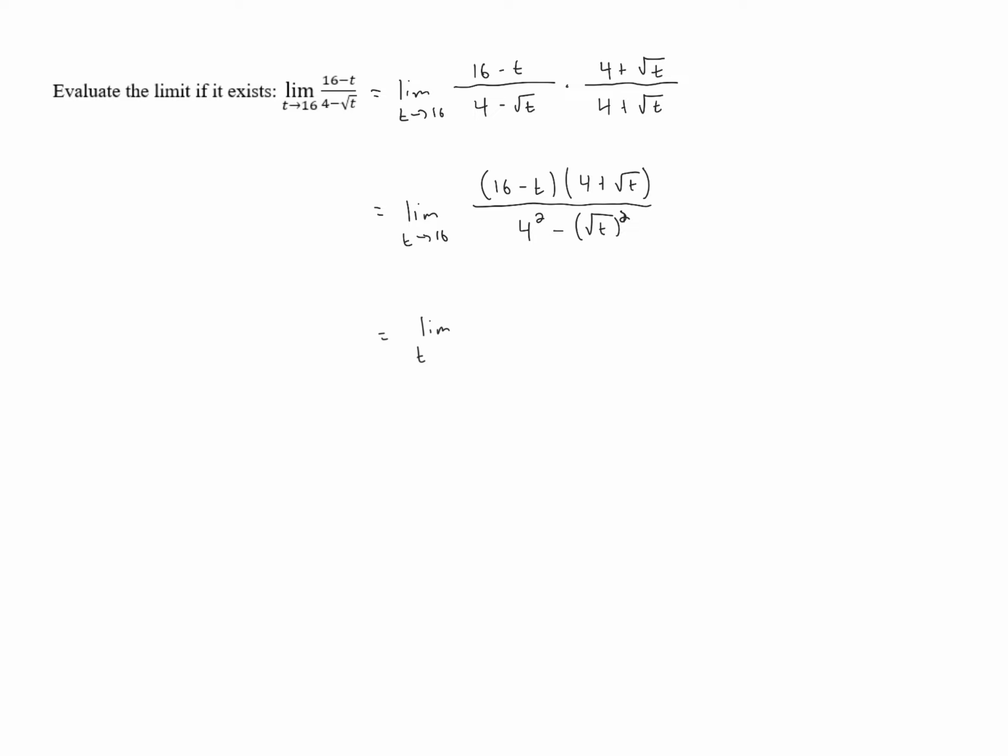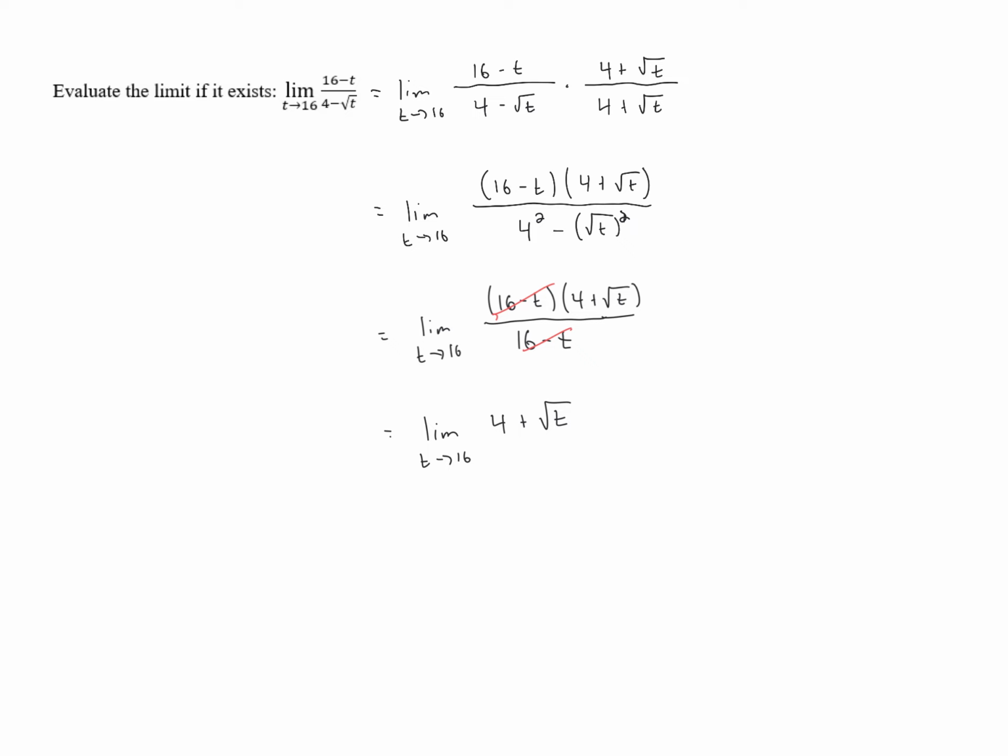So this is going to be the limit as t approaches 16, and our denominator is going to be 16 minus t. And you probably already noticed our numerator has a 16 minus t in it as a factor. And so we can cancel those factors out. And when we do that, that gives us the limit as t approaches 16 of 4 plus the square root of t. We're almost to the point where we can use direct substitution.